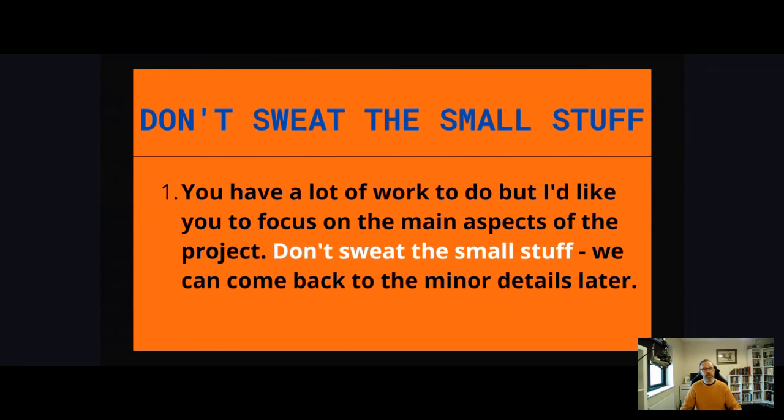So, don't sweat the small stuff. You have a lot of work to do, but I'd like you to focus on the main aspects of the project. Don't sweat the small stuff. We can come back to the minor details later. So this, don't sweat the small stuff, is telling someone not to get anxious or wound up about little details that don't really matter.